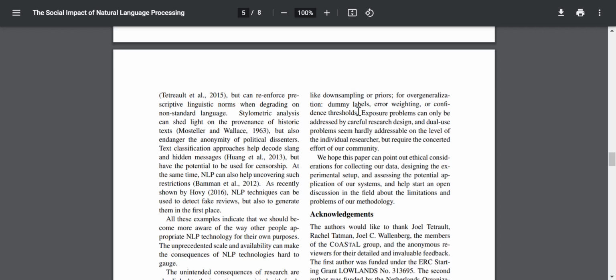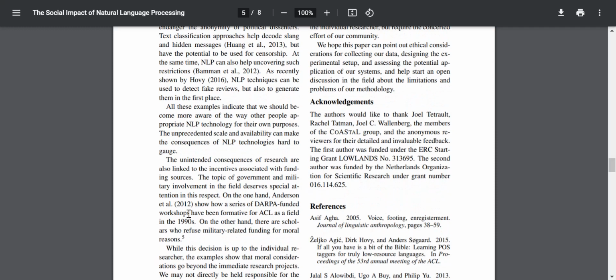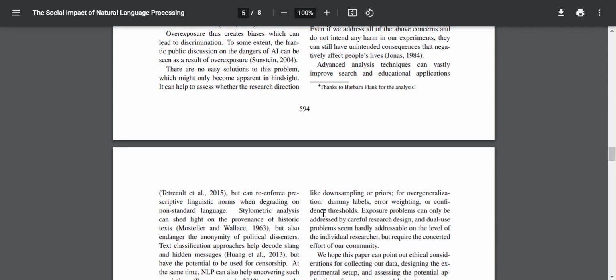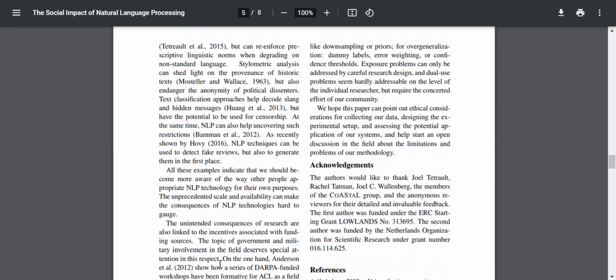how well is the model predicting class A is the best class? Is it that class A is only predicted to be 25% but all the others are less than 25%? Then that is not really a good prediction. Exposure problems can also be addressed by careful research design, and dual use problems seem hardly addressable on the level of individual research but require the concerted effort of the community. So this was the problem of dual use. Will the research be used in some unintended ways?